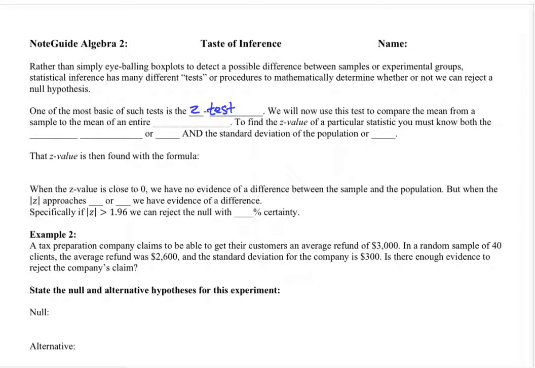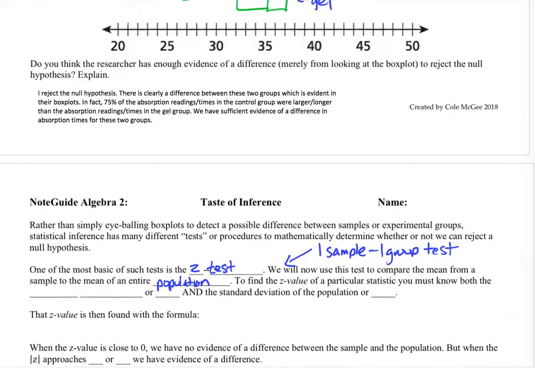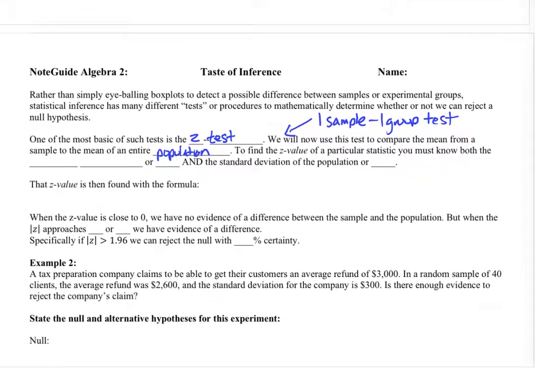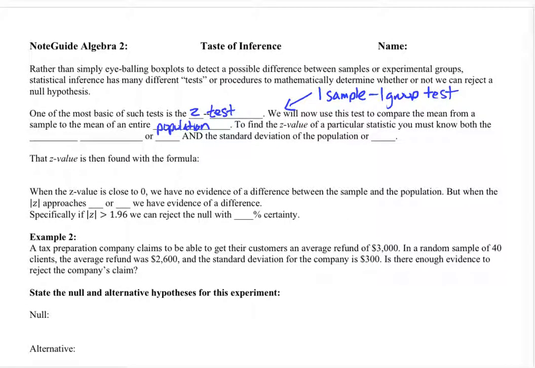And there's actually a variety of different z-tests. We'll now use one of those z-tests to compare the mean from a sample to the mean of an entire population. So what I want to make clear is that in our book assignment, there's really two different kinds of situations that you're going to be given problems on. This one is not two different samples. This is going to be a one sample, or one group, test. The other one, of course, we had two different groups. We had the control group and the gel group. We evaluated that one informally. This one, we're going to use a mathematical procedure to evaluate one group. And we're going to be comparing its sample to the parameter of the population.